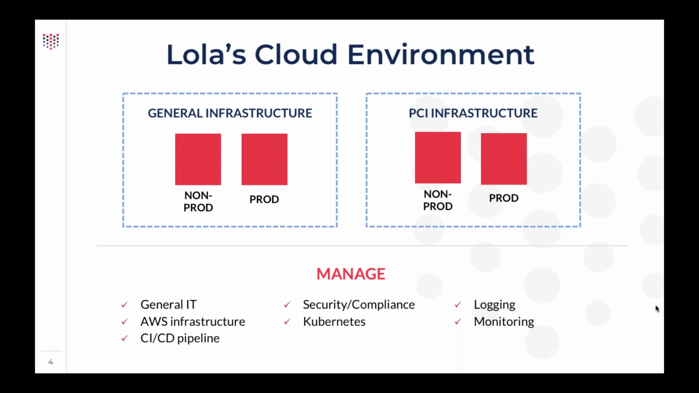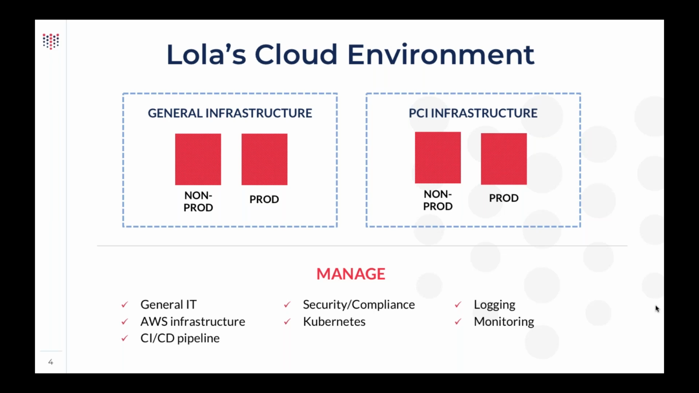In our general infrastructure, that's where bookings actually happen. We do flight searches. We have analytics. Some internal tooling is running over there. A lot of our monitoring and operations is in general infrastructure. PCI is just handling credit cards, sending credit cards to our vendors to actually do the bookings on behalf of our customers.